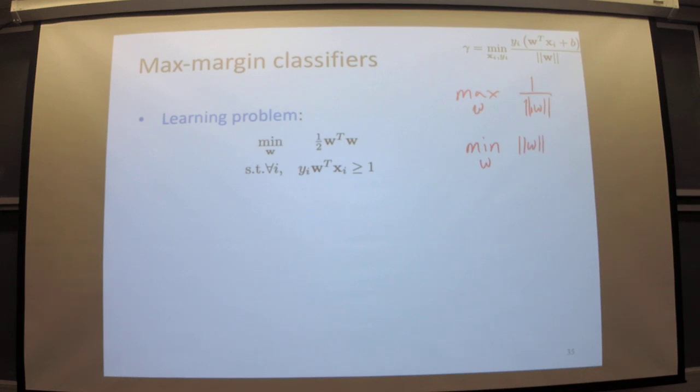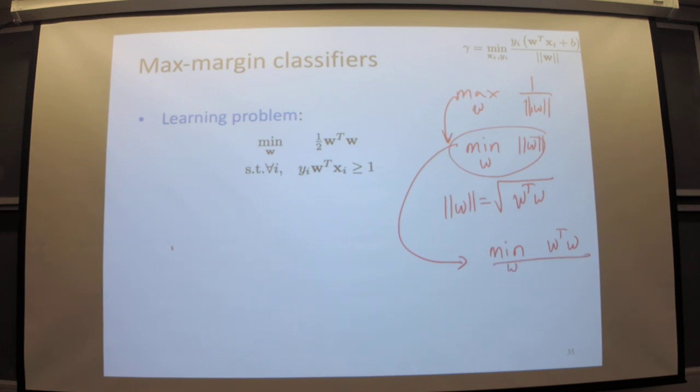What is the norm of W? The norm of W is simply the square root of W transpose W. So this problem is equal to saying I want to minimize this W transpose W because I don't want to keep track of the square root. This is a standard thing we do in calculus where you have a square root, but the square root is just a monotone function, so it doesn't change the W that minimizes it. So instead of minimizing this, we're going to minimize this.